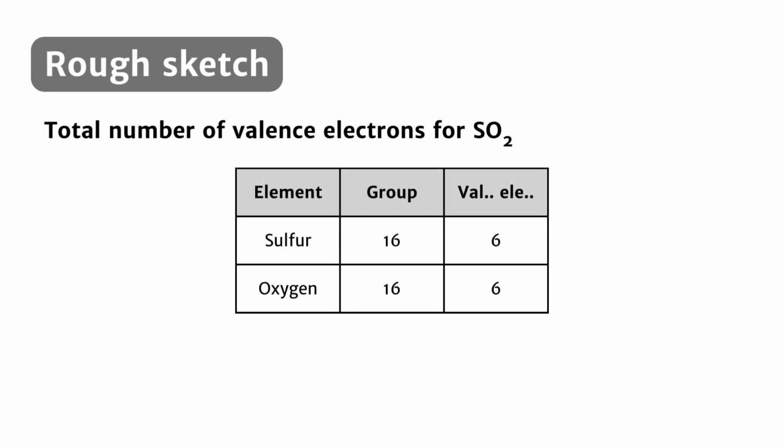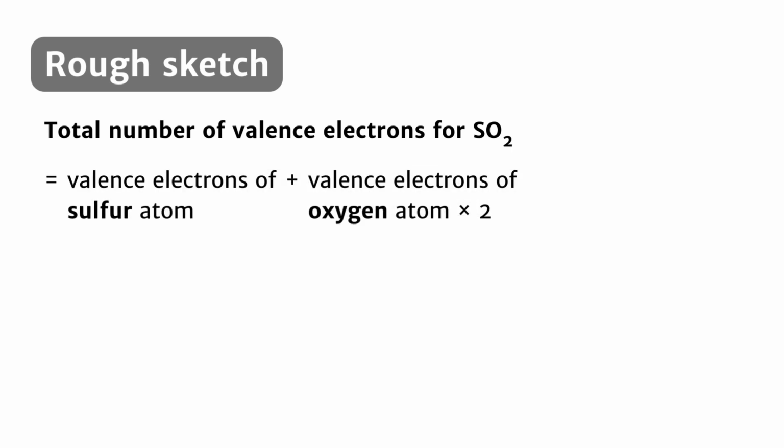Both sulfur and oxygen, members of group 16, possess 6 valence electrons. Thus, with 1 sulfur and 2 oxygen atoms in SO2, the total valence electrons calculation is 6 for sulfur plus 6 for oxygen multiplied by 2, resulting in a total of 6 plus 12 equals 18 valence electrons for SO2.